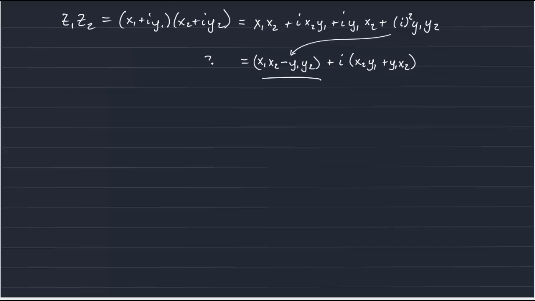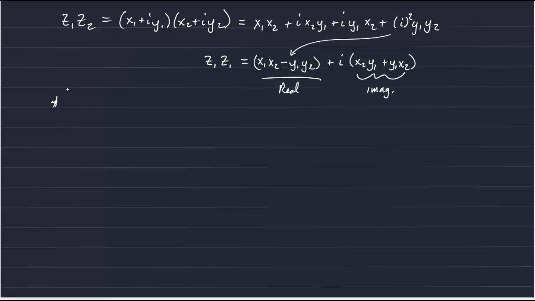And that again is the product of two general complex numbers. The real part is given as the first term in parentheses, and the imaginary part is the part that's multiplied by i.